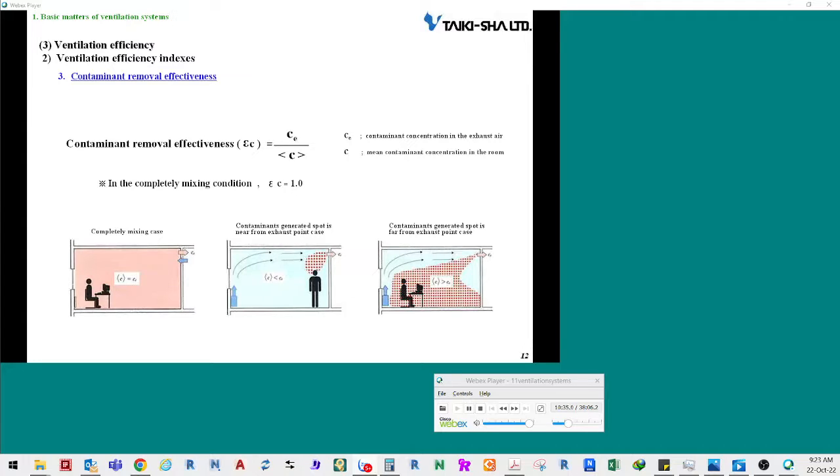Three, pollutant removal efficiency. The pollutant removal efficiency is a measure used to indicate how fast pollutants in the air are removed from the room. This efficiency is defined by the ratio of the density of stable pollutants exhausted to the average density of stable pollutants in the air. Based on three different types of air flows, pollutant removal efficiencies are shown on this slide. The efficiency for completely mixed air is 1.